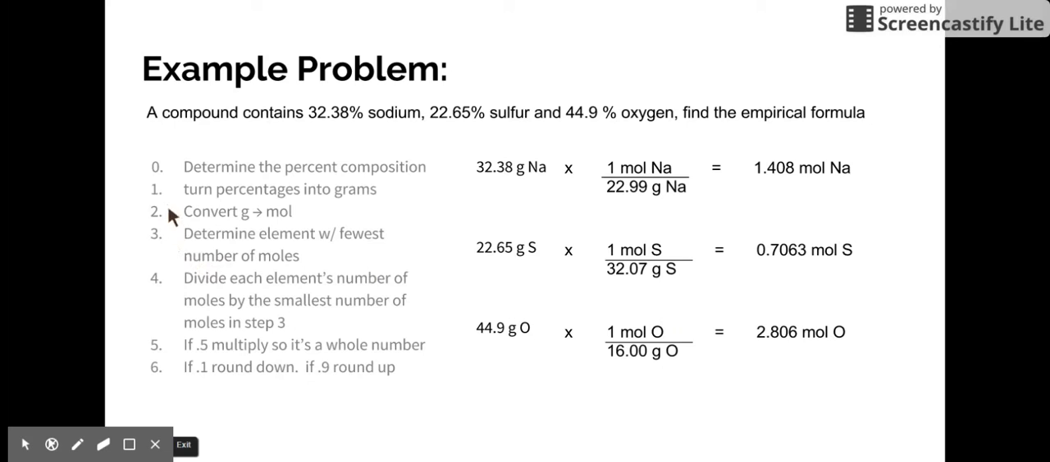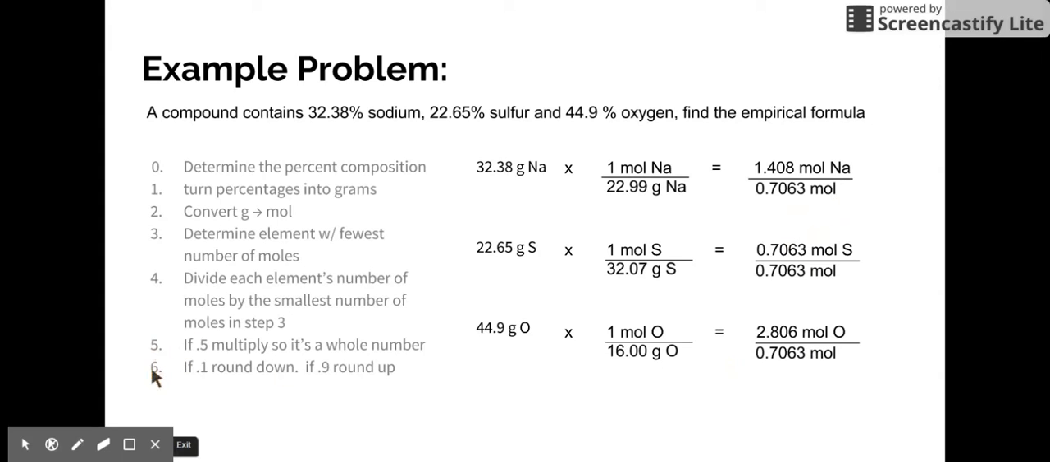So that's part 2. Part 3 says determine the element with the fewest number of moles. Well, that's the second one. That's sulfur. Sulfur has the fewest number of moles. So step 4 says divide each element's number of moles by the smallest number of moles in step 3. So if this is my smallest number of moles, I'm going to take all of these moles and divide it by the smallest number of moles. Done. Now I'm going to go ahead and calculate this out.